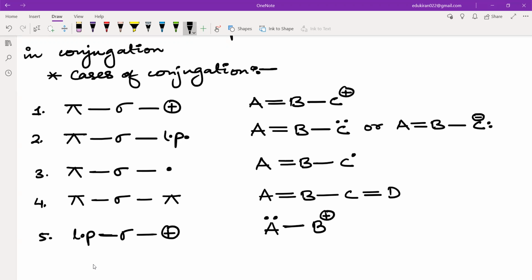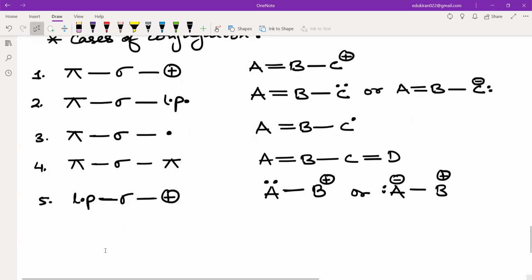Okay, and one more thing: this can also be written as A with a negative charge. Negative charge means there is obviously a lone pair. There will be B with a positive charge here like this. So this is also one more case that you can write.